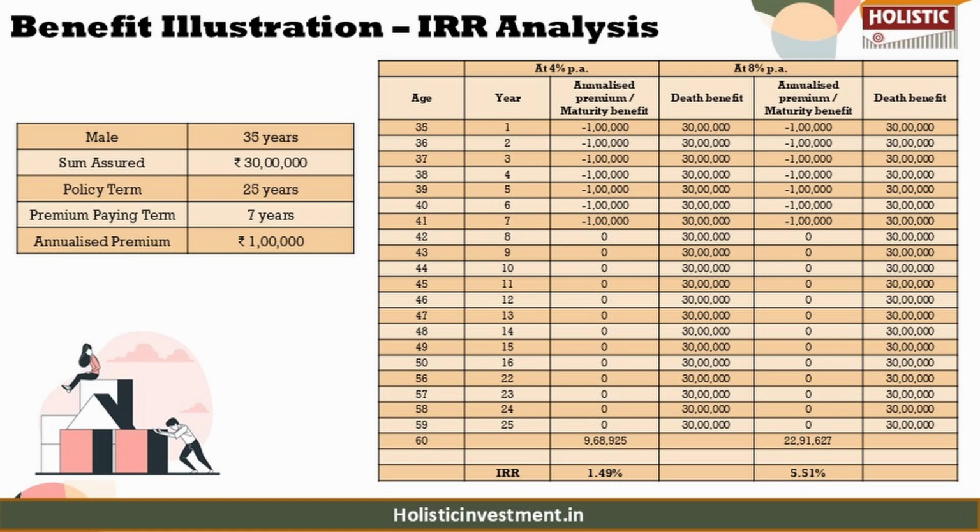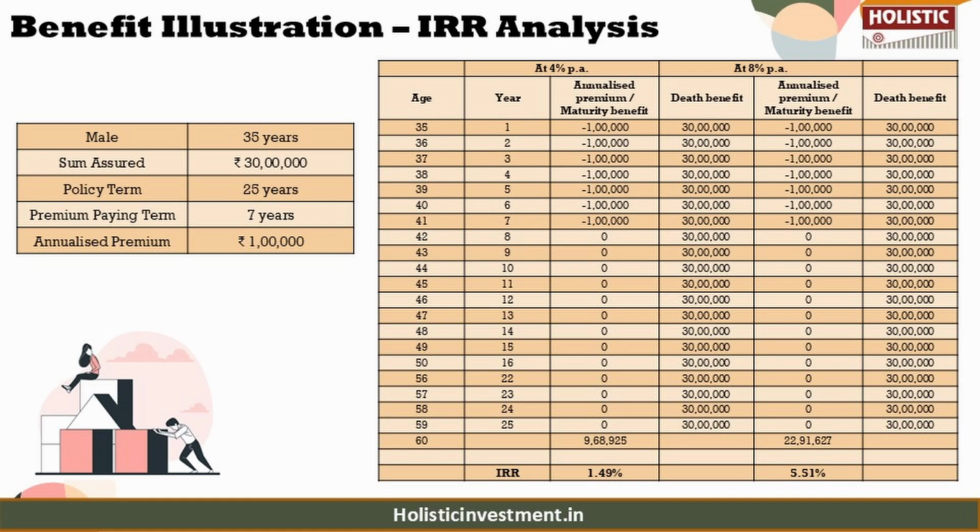At 4% per annum, the fund value is 9.68 lakhs. So the IRR would be 1.49% as per the maturity calculator. So even a basic savings bank account offers a higher return than this. At 8% per annum, the fund value is equal to 22.91 lakhs, and the IRR is 5.51% as per the policy's maturity calculator.